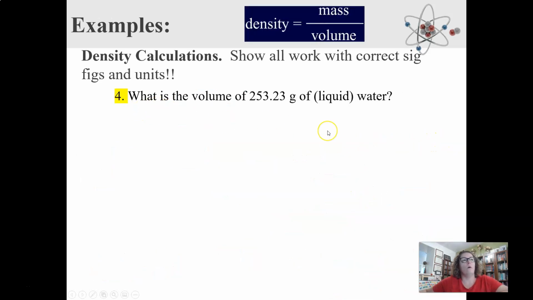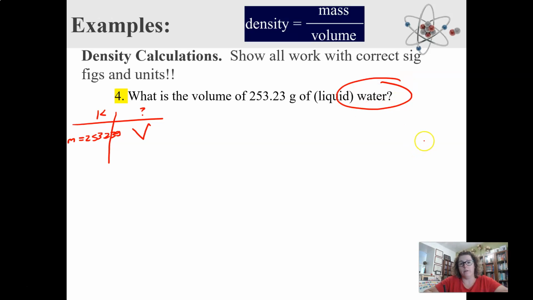Number 4, what if I want to find the volume of water, and I gave you a mass? Now you're probably looking at this and thinking, well, I've got 3 variables, density, mass, and volume, but I only know one thing. I only know the mass. I know my mass is 253.20 grams, and I'm trying to find big V. I'm missing something. I'm missing density. I'm missing the density of water, and that's the ding, ding, ding.